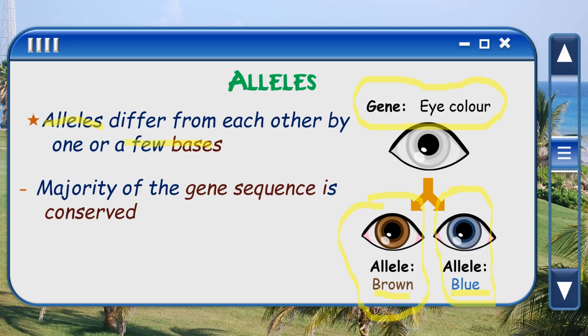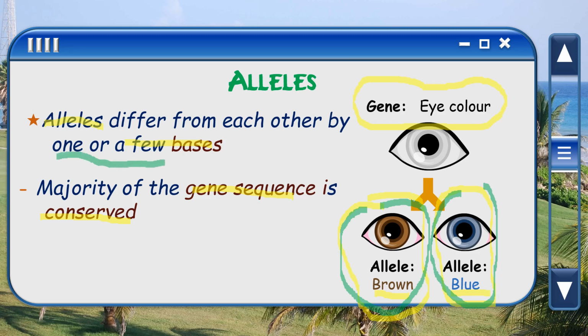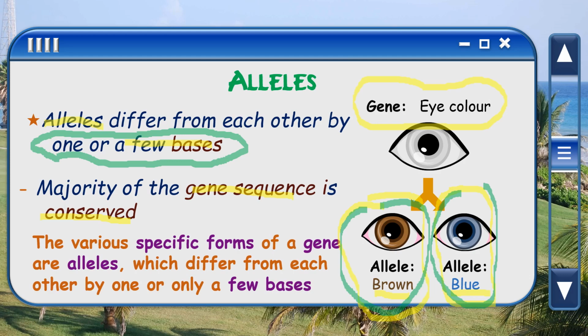So the majority of the gene sequence is conserved. For example, if you look at brown eye color and then at blue eye color, the majority of the gene sequence is the same, but they differ from each other by just one or a few bases. The majority of the gene sequence is conserved in both of them. So the various specific forms of a gene are what we call alleles, and these may differ from each other by one or only a few bases.